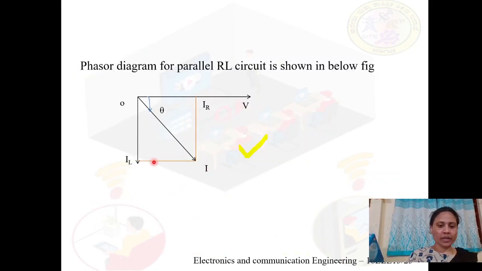So if you take that one, then the resultant of IR and IL we have to take diagonally, and by writing in such a way, we will come to know what is the relationship between I and V. I lags V by an angle of theta.